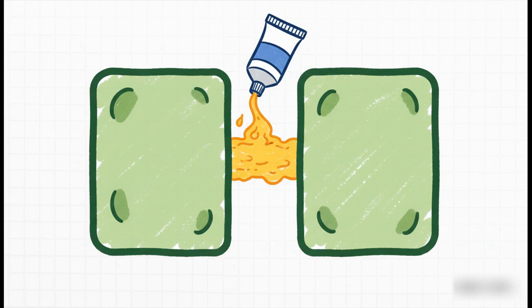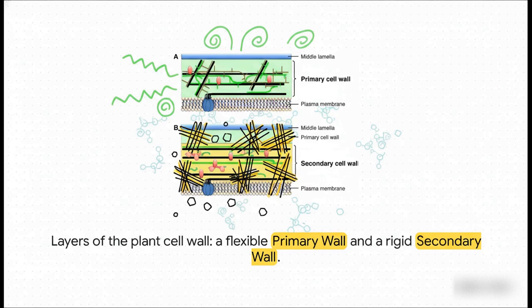So, when two plant cells form right next to each other, the very first layer they create is called the middle lamella. It's this sticky substance made of pectin that basically acts like cement, gluing the individual cells together to form tissues. As a young plant cell is growing, it first lays down a flexible primary wall. But once it hits its full size, it often reinforces itself by depositing a much stronger and more rigid secondary wall on the inside. It's this layered construction that gives plants their immense structural strength.